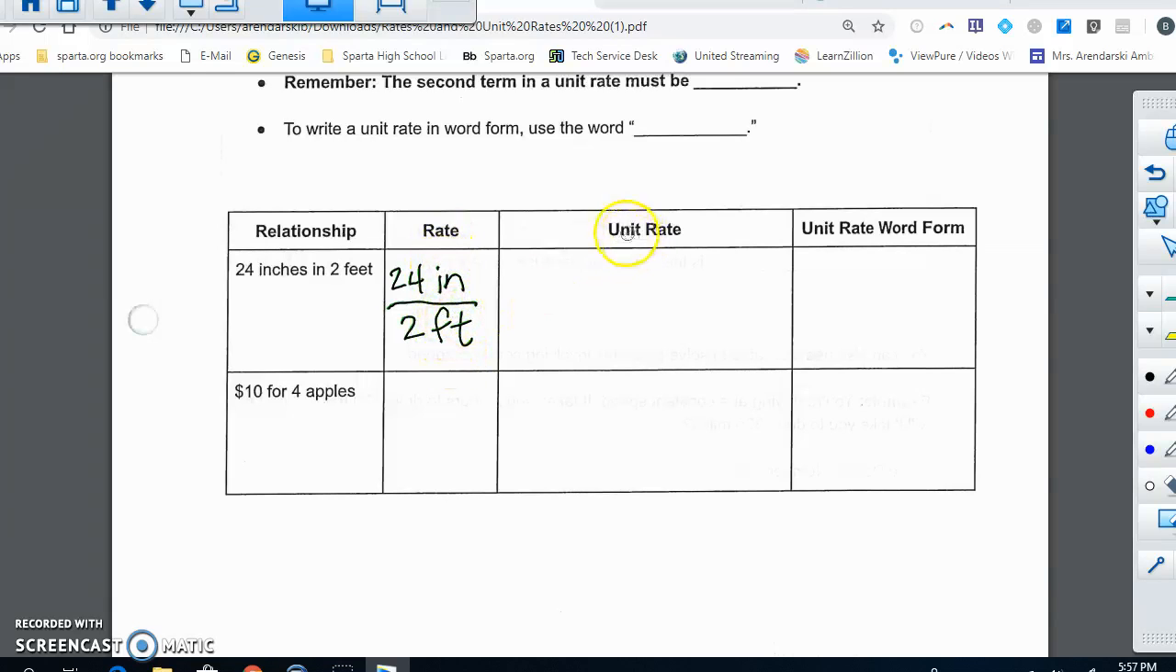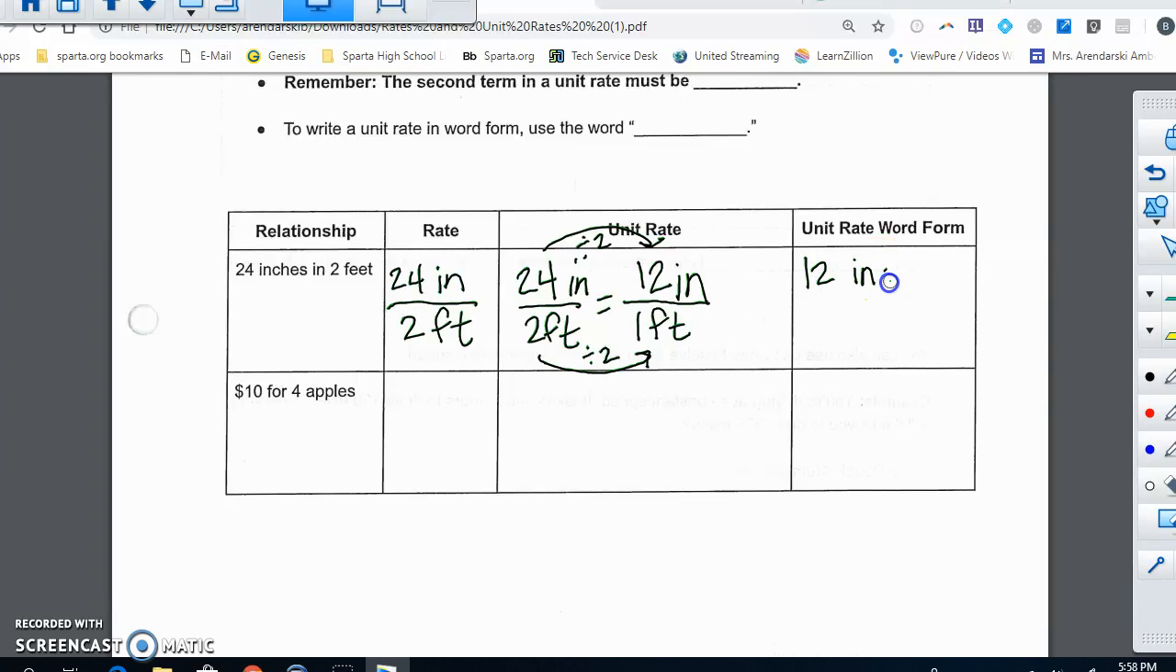Now, if I want to find the unit rate, I want to find for 1. So what we're going to do is we're going to keep it in fraction form, 24 inches over 2 feet. But a unit is for 1, so I want to find for 1 foot. And I can do this by finding the relationship, which is to divide by 2. And remember from our last unit, anything we do to the bottom, we're also going to do to the top. 24 divided by 2 is 12. So now I have my unit rate. The unit rate in word form is 12 inches per foot.